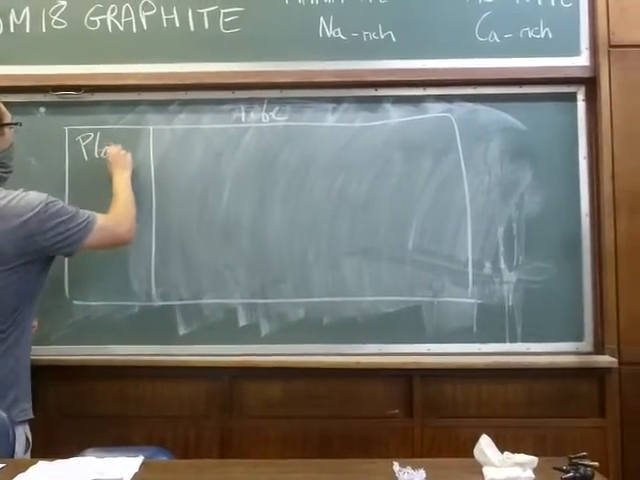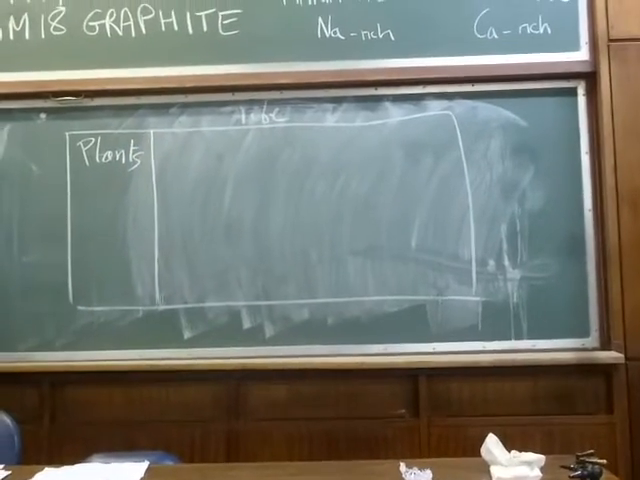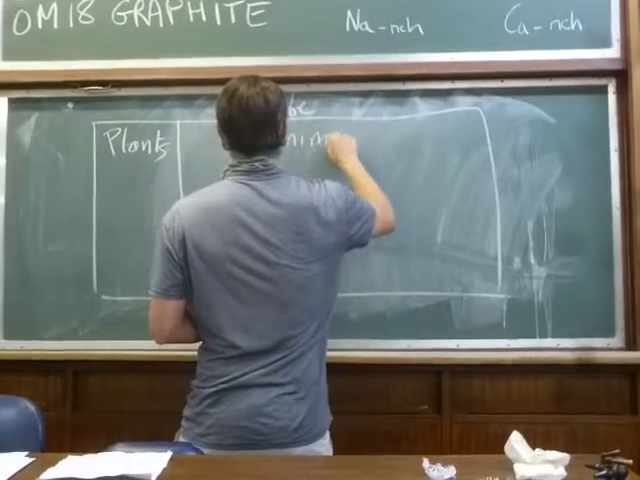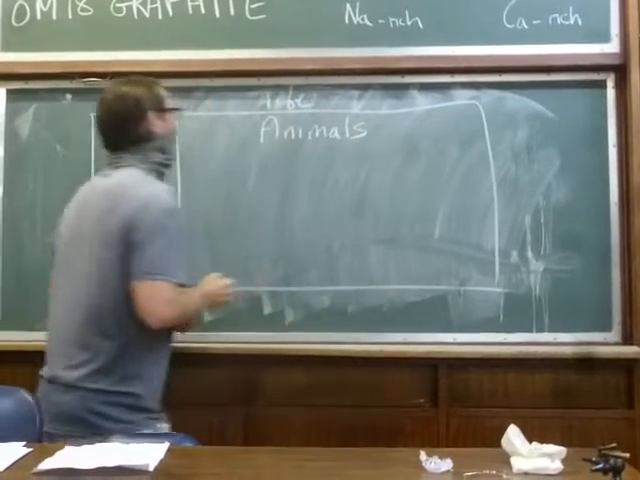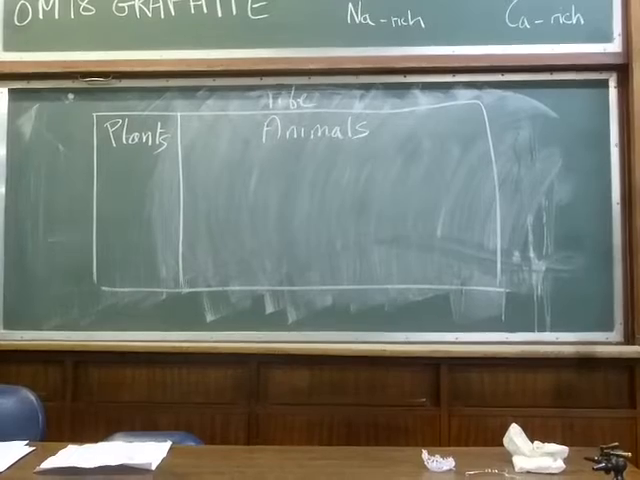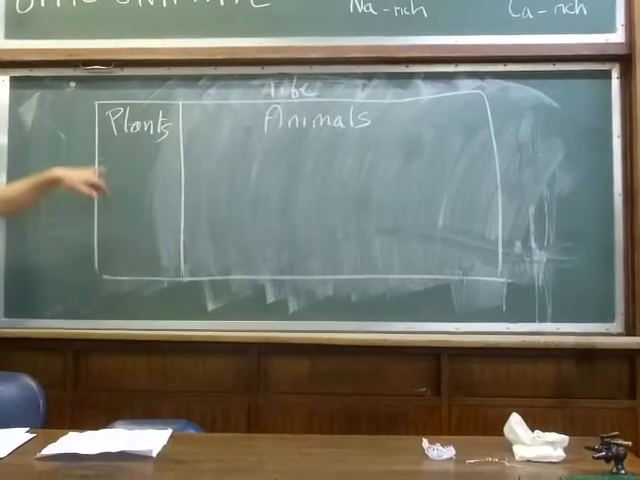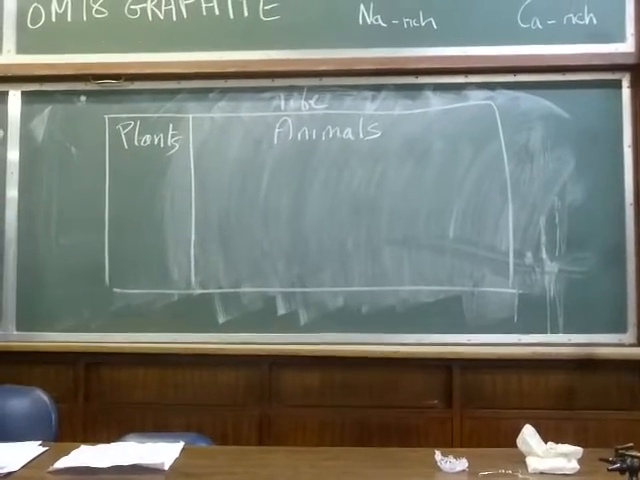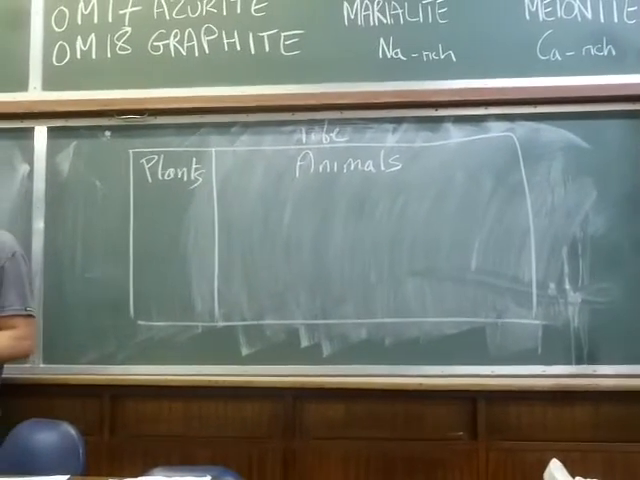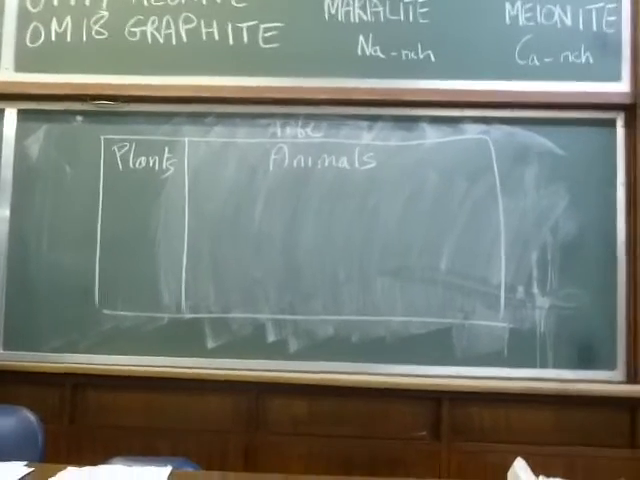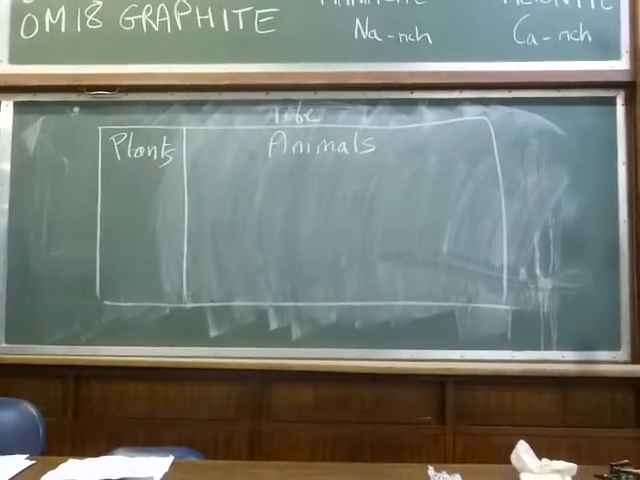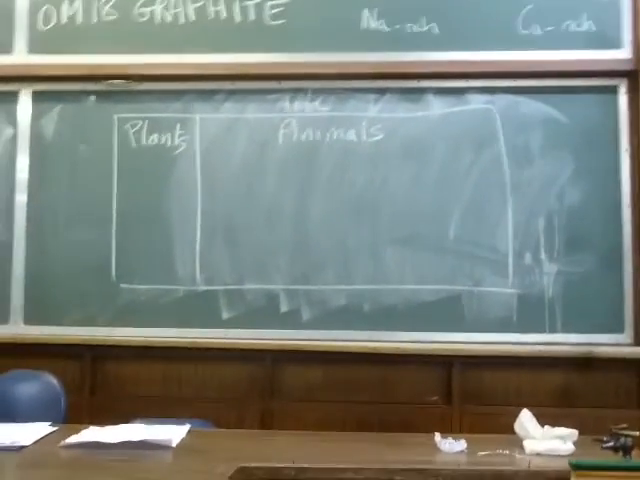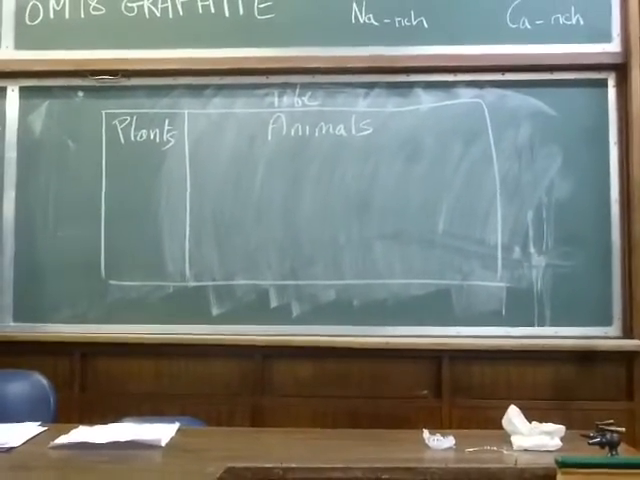So life can be divided in two. Plants on the one side and animals on the other side. Animals can move, plants cannot move. Easy. Also, plants are usually green. Do you know why? Chlorophyll, exactly. So plants can produce their own sugar, animals cannot.